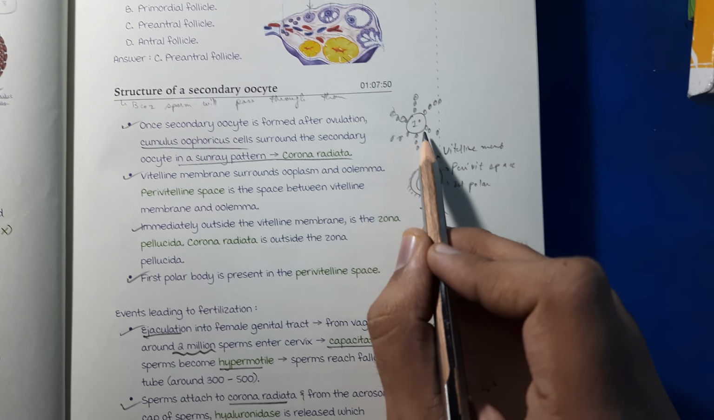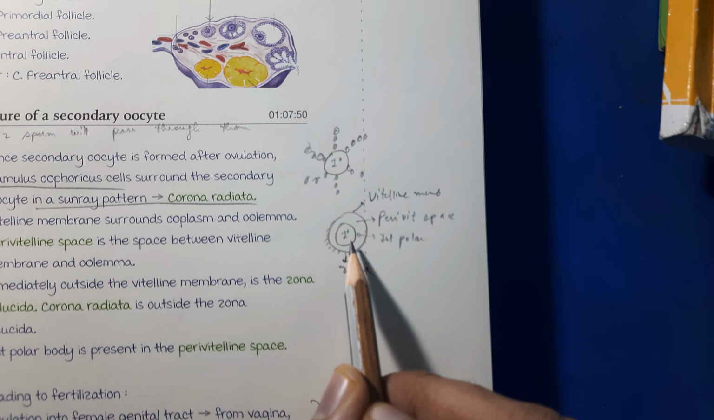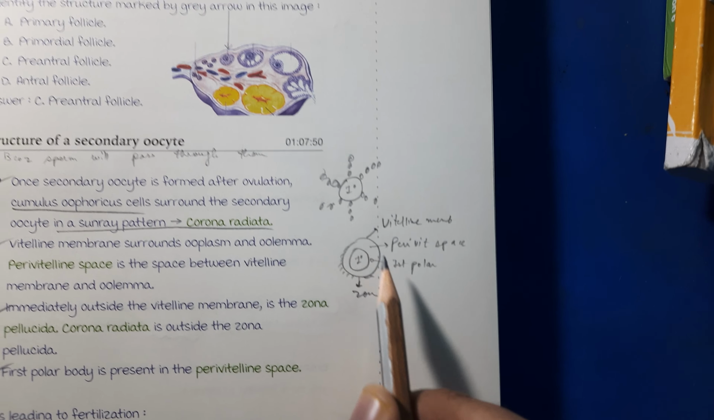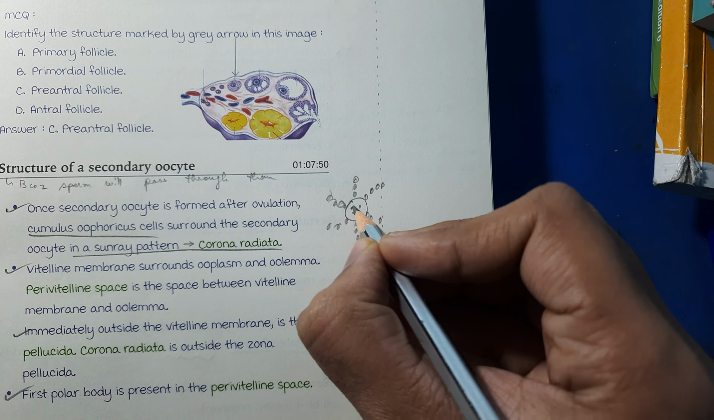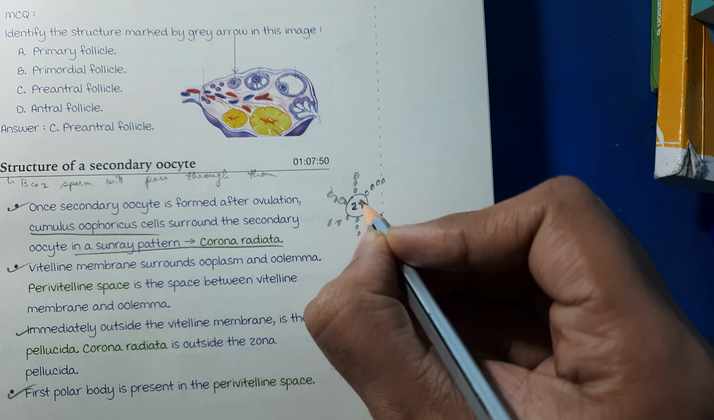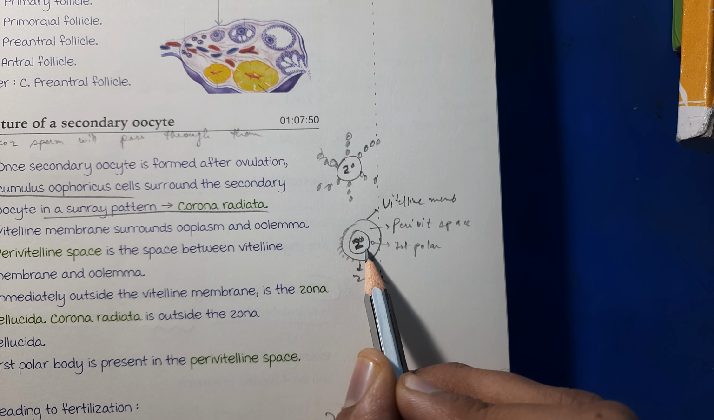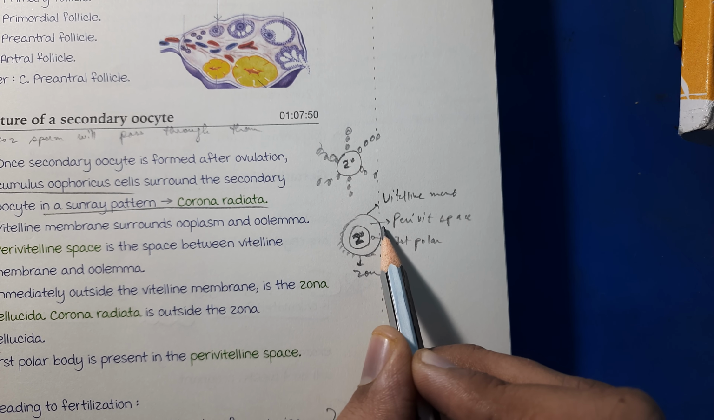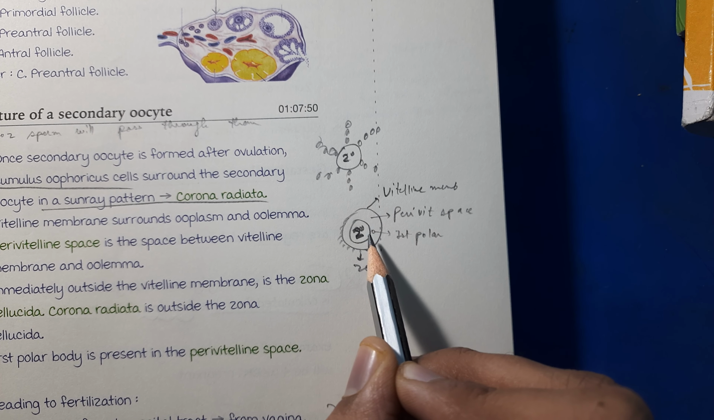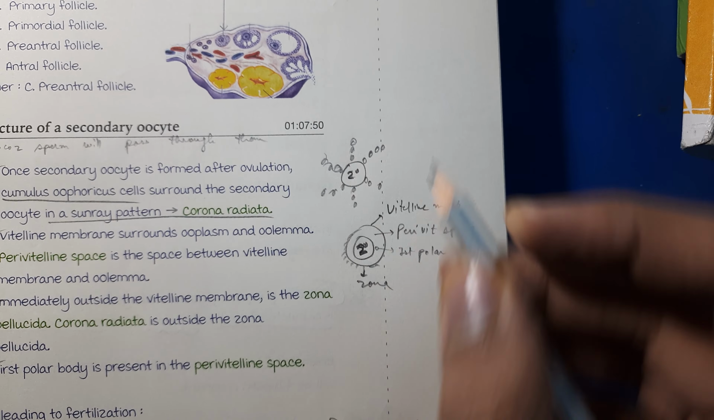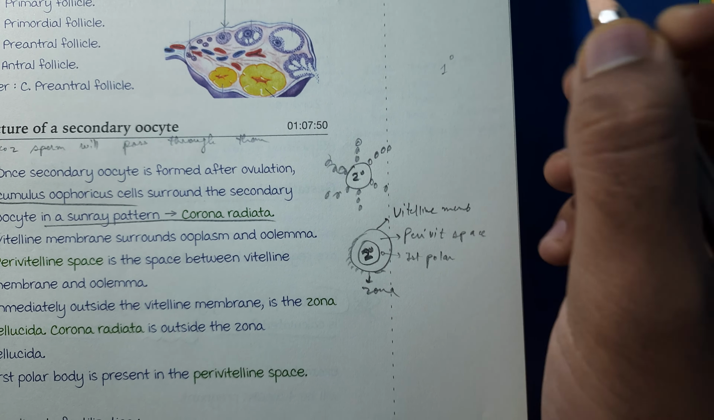So this is the primary oocyte. Then it has this secondary oocyte. Okay, not primary. Secondary oocyte. So in the secondary oocyte, there is a perivitelline space because there is a vitelline membrane and between them is the perivitelline space, and the first polar body is here.